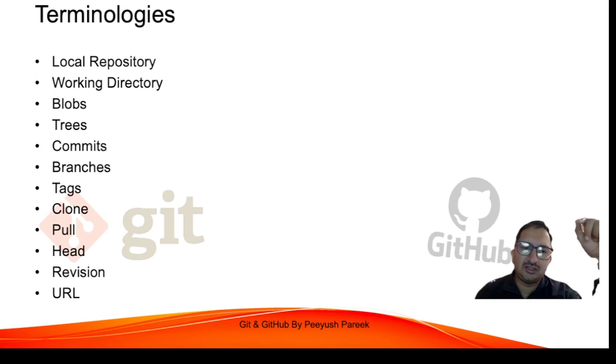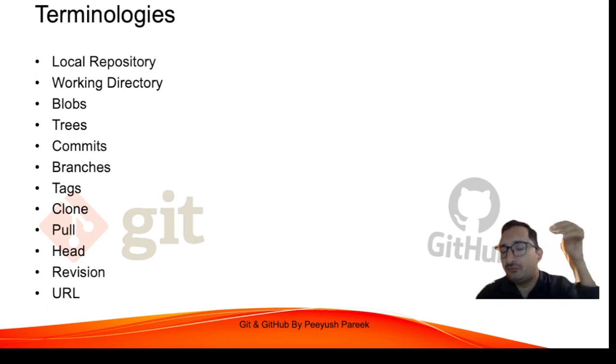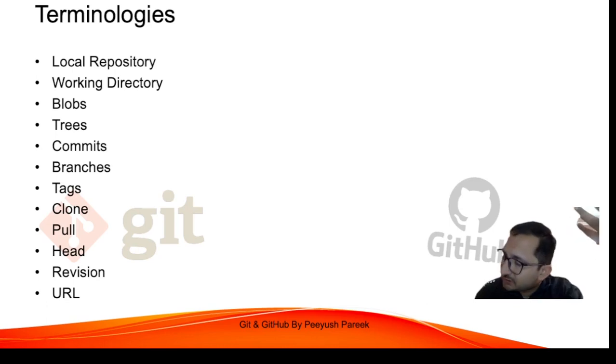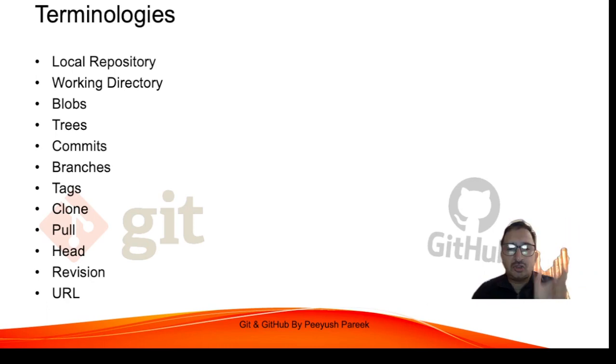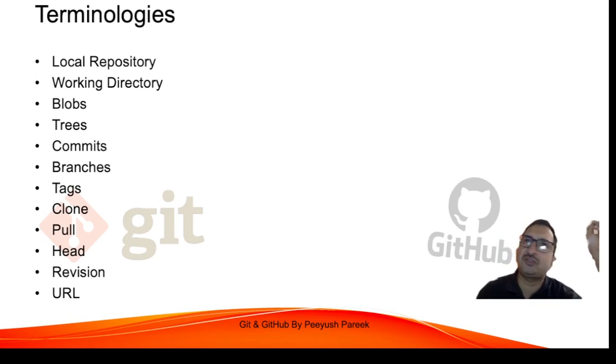Then we have the word head. Head here refers to the pointer, which always points to the latest commit in the branch. Then we have the word revision. Revision means we have the source code of a version, we have done some changes, and it is represented by the commit. It means the version of the source code has some changes and we have committed. Next we have the URL. URL represents the Git repository.